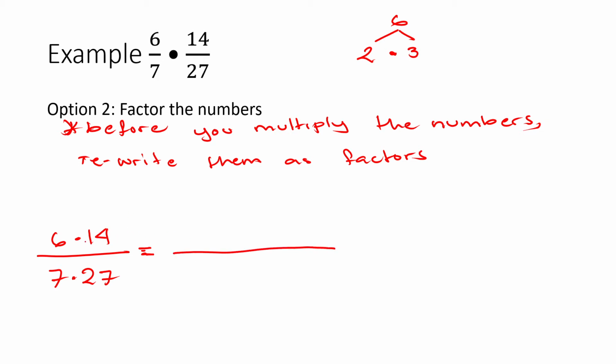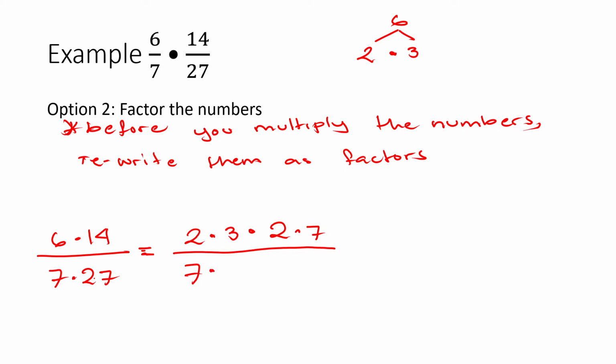So instead of 6, we'll write 2 times 3. Now we copy the multiplication. Now we do the same thing with 14. 14 is 2 times 7. So far so good? Okay, we do the same thing with the bottom numbers. Well, for 7, we leave it as is. Why? Because that's a prime number. Don't forget, prime numbers we cannot factor, okay?